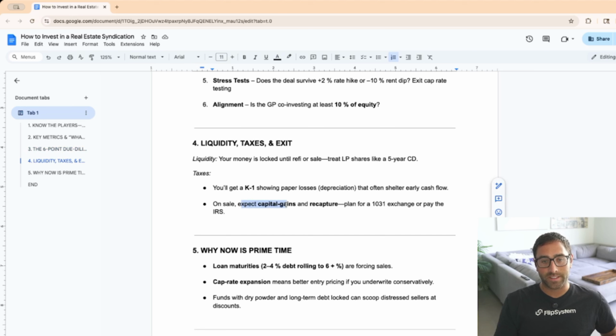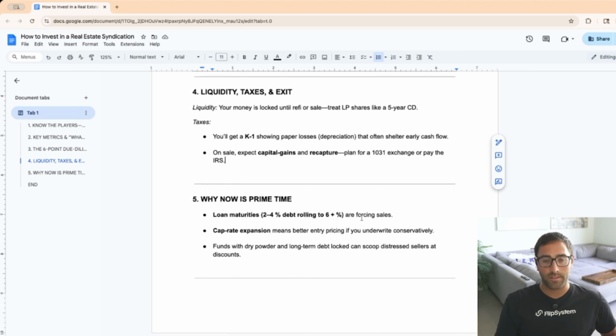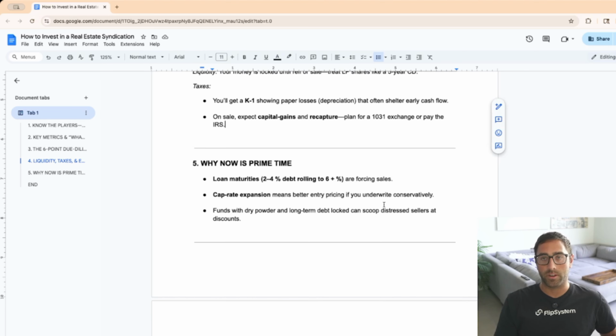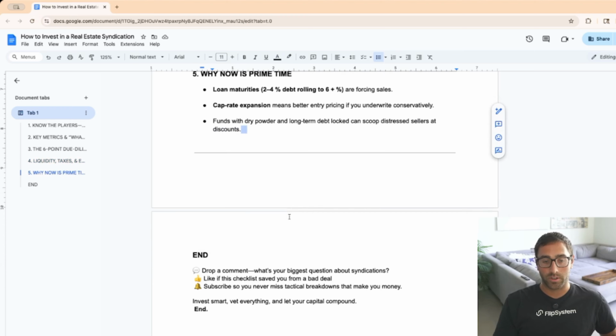On sale, expect capital gains and recapture, so plan for 1031 exchanges or pay the IRS. Now is the best time. I have other videos talking about this, but loan maturities, 2 to 4% debt rolling into 6%, are forcing people to sell their multifamily real estate. Cap rate expansion means better entry pricing if you underwrite conservatively. We've seen insane cap rates in the city of Chicago and across other markets. Funds with dry powder and long-term debt locked can scoop distressed sellers at discounts. This is exactly what we're doing.